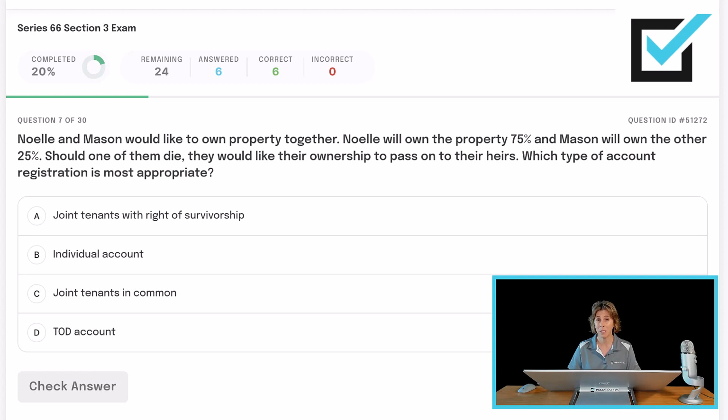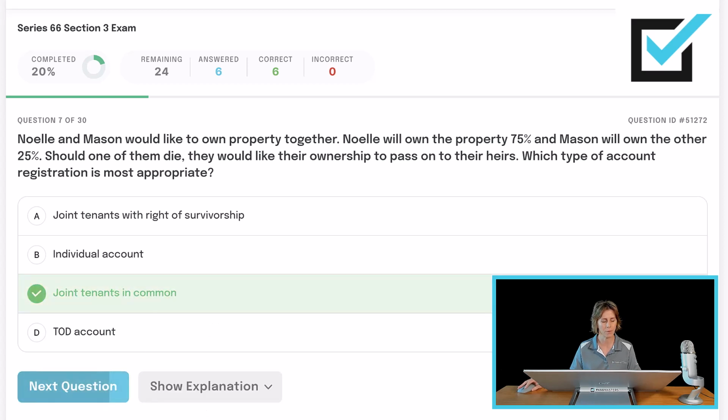No. The asset must be owned equally in that case, and then when one of the tenants dies, it passes to the survivor. Individual account? No. Joint tenants in common or TOD account? It is only tenants in common where the asset can be owned unequally, and when one of them passes away, it will pass on to their estate. Tenants in common.